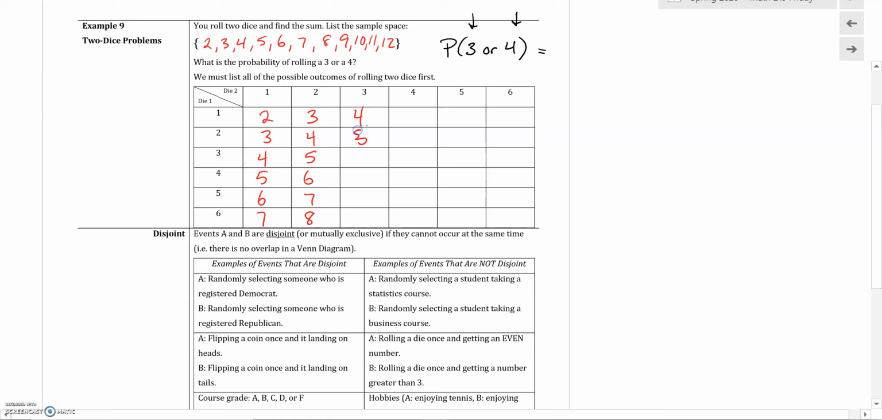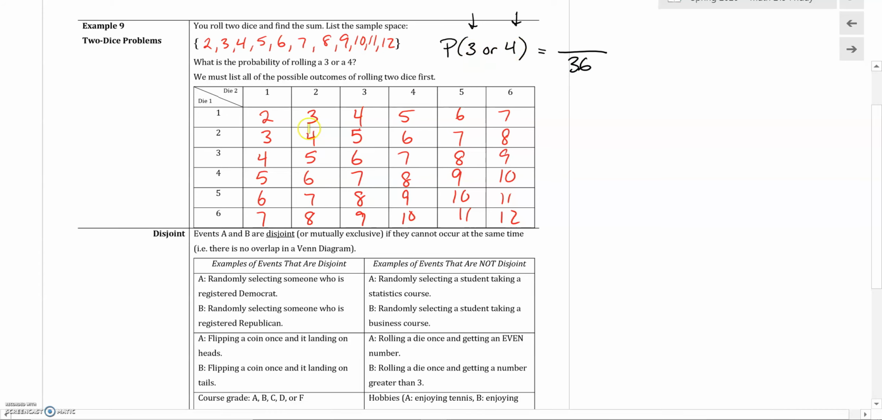Once you do, feel free to use it. 6, 7, 8, 9, 10, 11, and 7, 8, 9, 10, 11, and 12. And all in all, there's 6 by 6, there's 36 possible outcomes here. So the number of outcomes that can occur when I roll 2 dice, there's 36 different combinations that can occur. These are all of them.